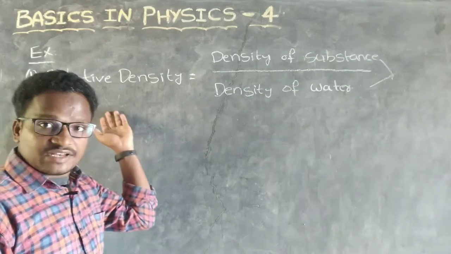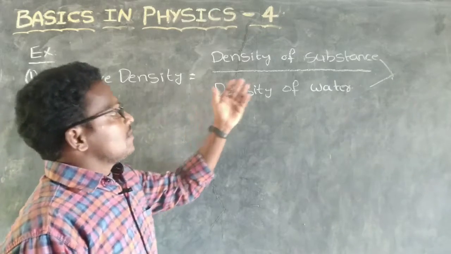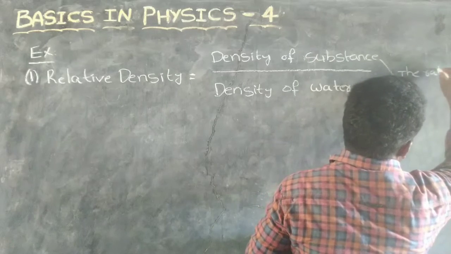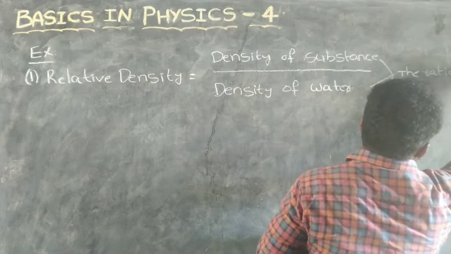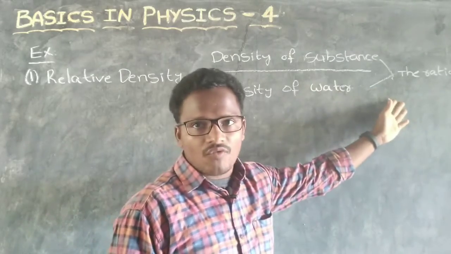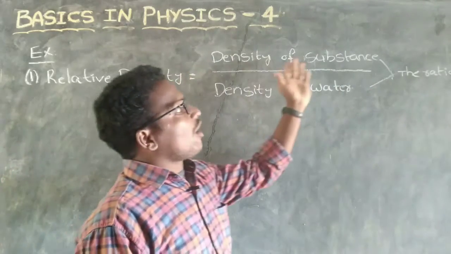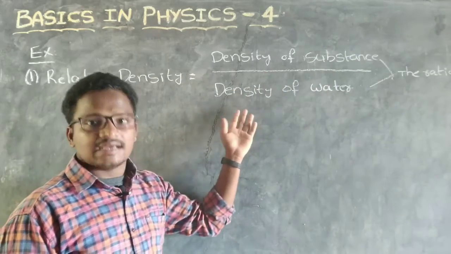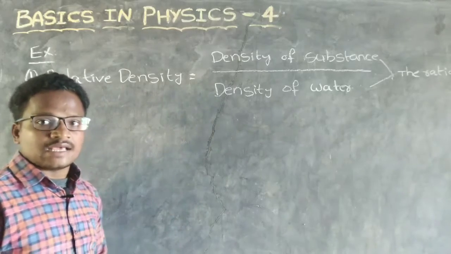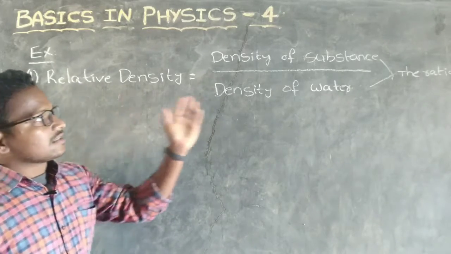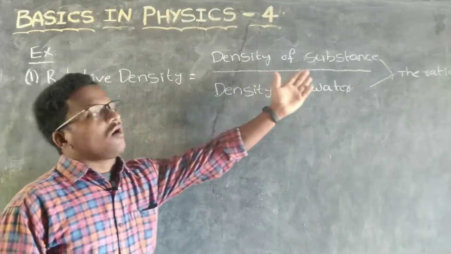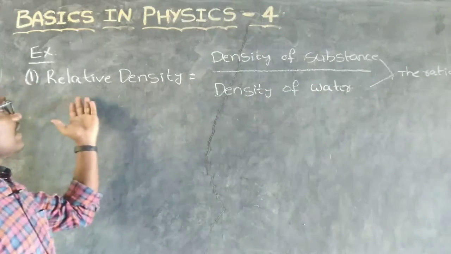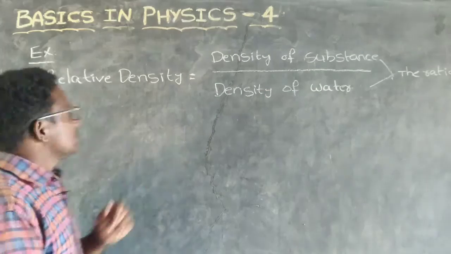So what is the definition of relative density? The ratio of density of substance by density of water is called relative density. You understand? See the definition. The ratio of density of substance by density of water is called relative density. You understand? Then next one.